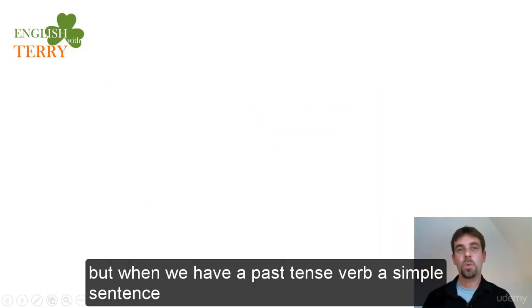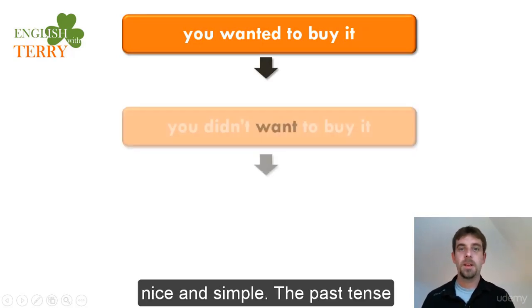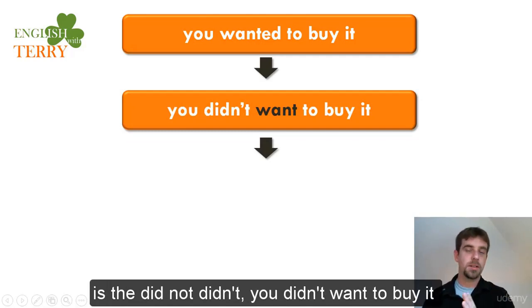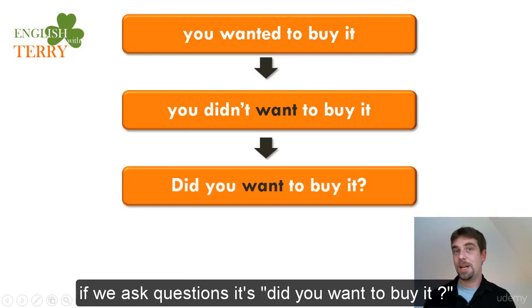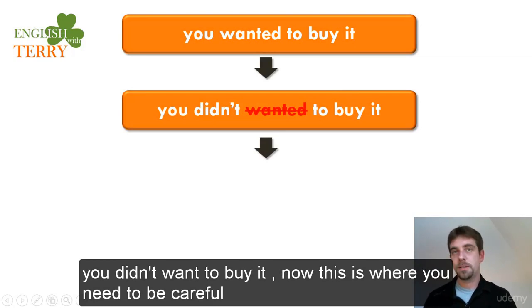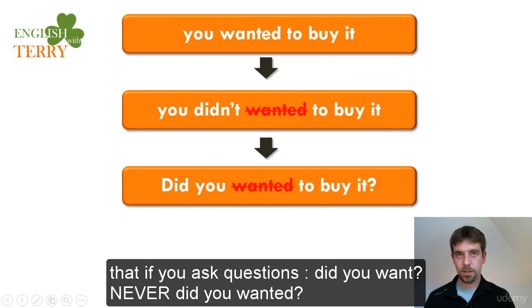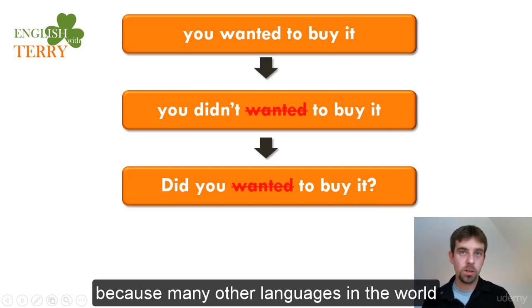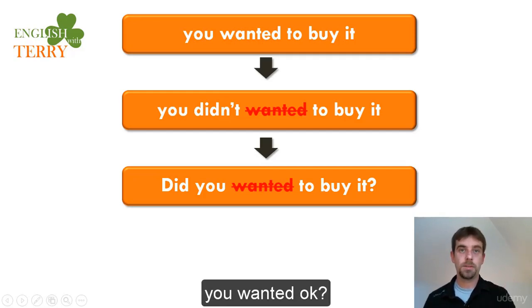All the same word. But when we have a past tense verb, simple sentence, you wanted to buy it. Nice and simple. The past tense is the did not, didn't, you didn't want to buy it. So the past tense word is only in the affirmative, the fact you wanted. If we ask questions, is did you want to buy it? Now, we need to be careful: not you didn't wanted to buy it. That if you ask questions, did you want, never did you wanted, because many other languages in the world do not change the past tense word like English. So the past tense word is only in the affirmative, you wanted, okay?